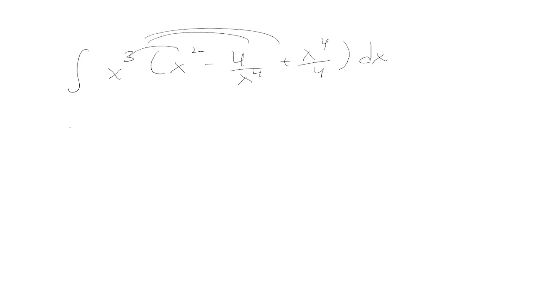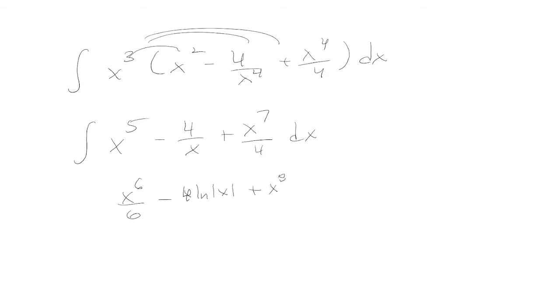Next one was the integral of x cubed times x squared minus 4 over x to the 4th plus x to the 4th over 4. So I'm just going to have to distribute the x cubed to all those 3 pieces. And then integrating, we get x to the 6th over 6, 4 ln of x, and then plus x to the 8th over 32.